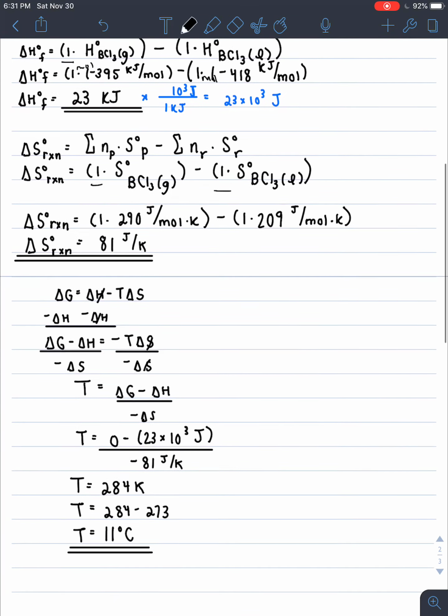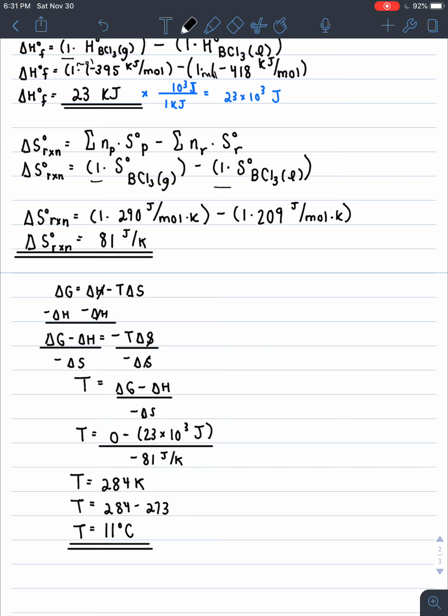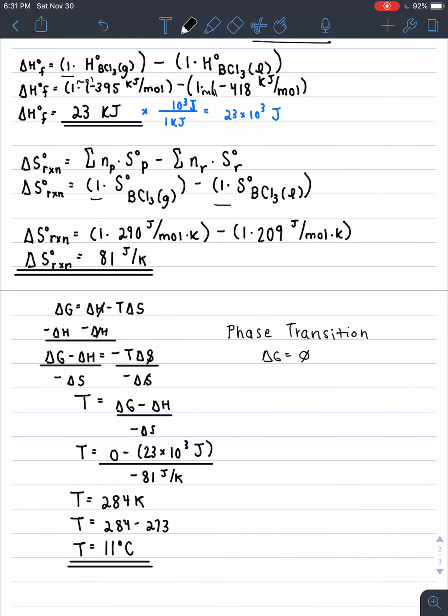Doing some quick algebra, we isolate T to equal delta G minus delta H over negative delta S. So let's not forget that our reaction is in phase transition, so that our delta G equals 0. So we have 0 minus our change in enthalpy, which we calculated to be 23 times 10 to the third joules.